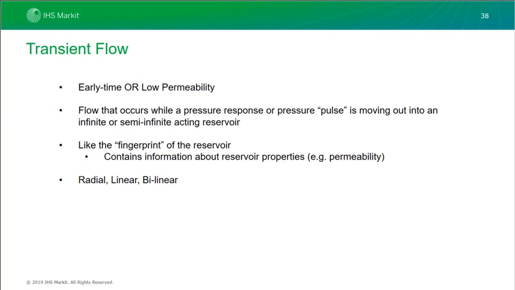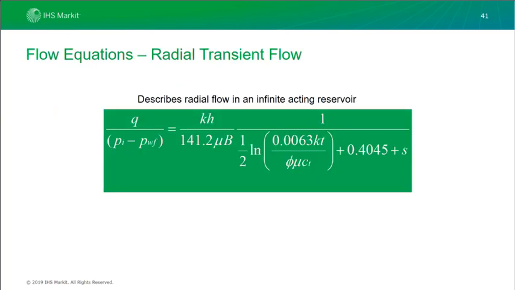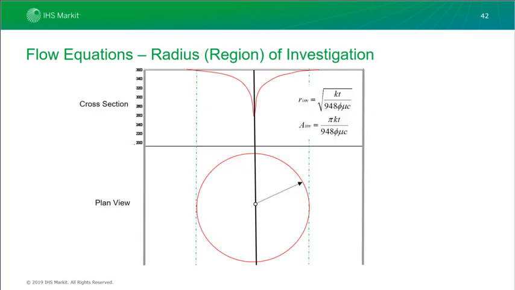Examples of transient flow would be radial, linear, and bilinear flow. One of the most common transient flow regimes experienced in conventional reservoirs is radial transient flow, displayed here in normalized rate form for your reference. It's an early time equation for infinite acting radial flow, which is applied at the very beginning of production and may stretch out longer depending on how low the permeability is. Permeability and skin are solutions of this equation.